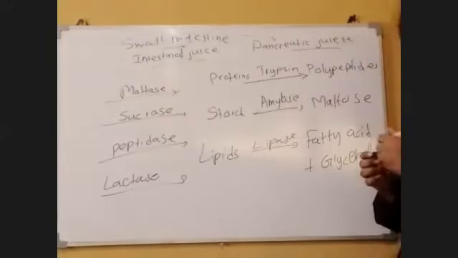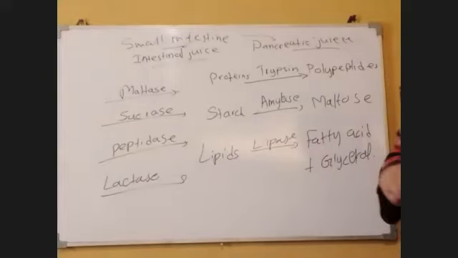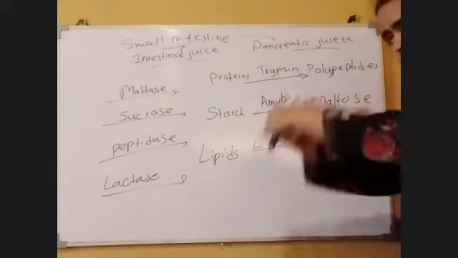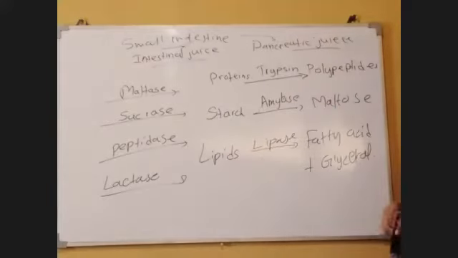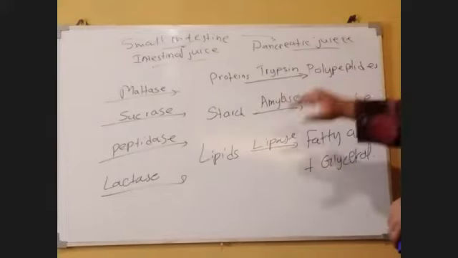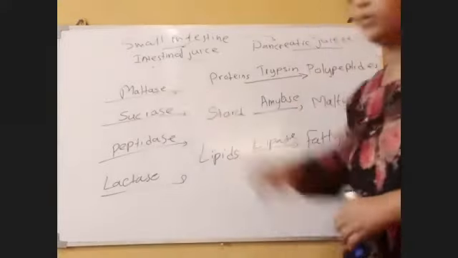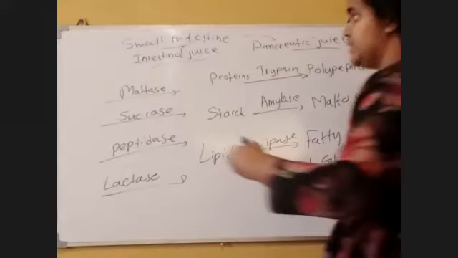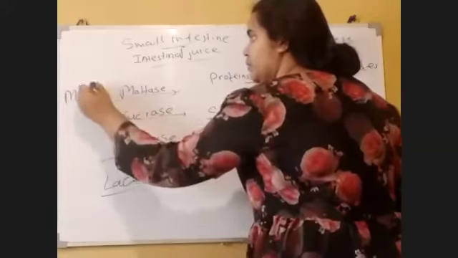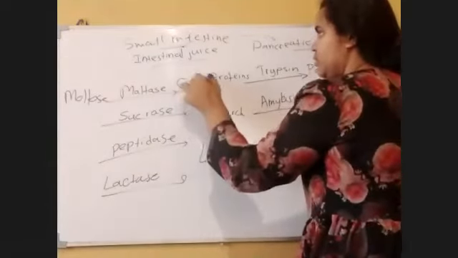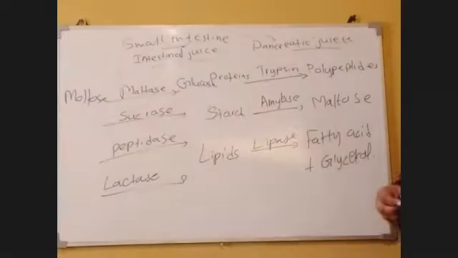What does this maltase do? We know that starch was converted into maltose within the small intestine by the aid of amylase, the enzyme that is secreted from the pancreatic juice. Now what does maltase do? It converts the maltose formed here into glucose.